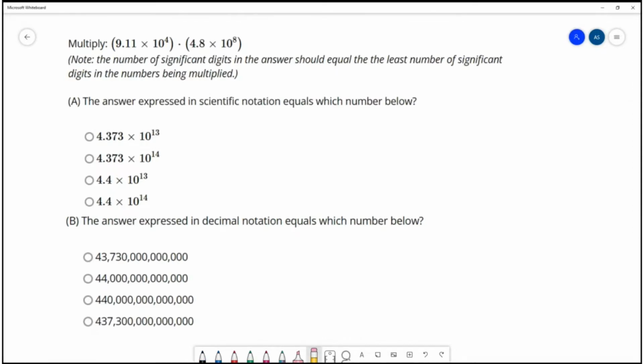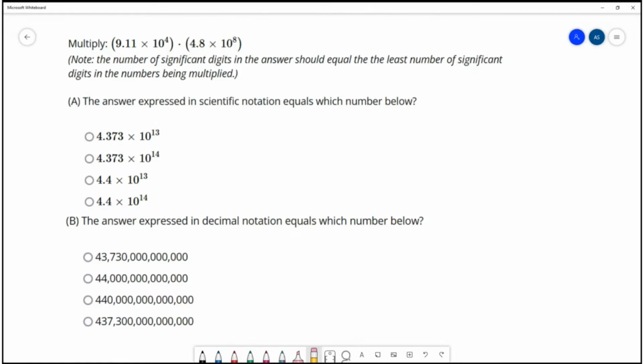In this example, we want to multiply in scientific notation. Scientific notation is where you have a number in between 1 and 10 multiplied by a power of 10. We have 9.11 times 10 to the 4th times 4.8 times 10 to the 8th.